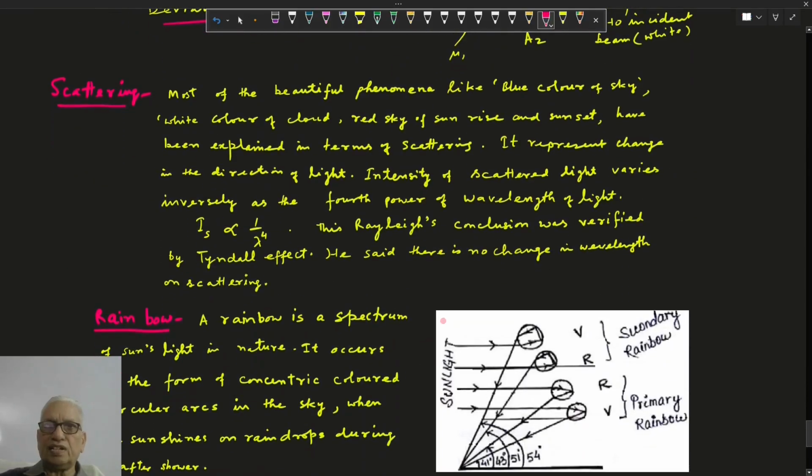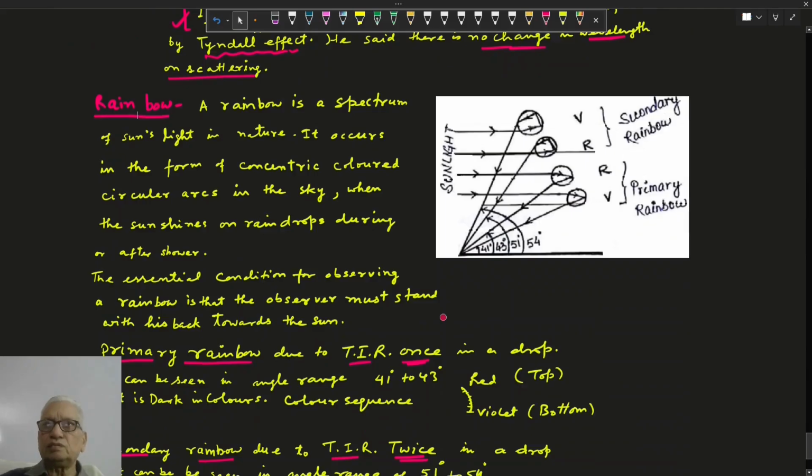Now scattering of light. Most of the beautiful phenomena like the blue color of the sky, the white color of the cloud, and the red sky at the time of sunrise and sunset have been explained in terms of scattering. It represents the change in the direction of the light. The intensity of scattered light is inversely proportional to the fourth power of the wavelength of the light, given by the Rayleigh formula. This is verified by the Tyndall effect. Here, Rayleigh said there is no change in the wavelength in scattering.